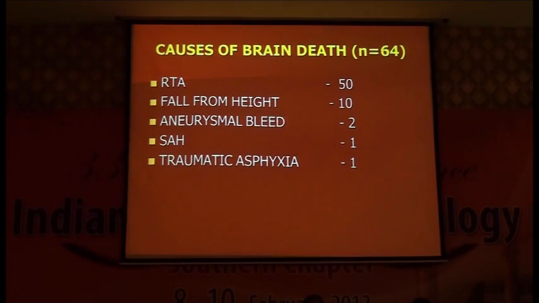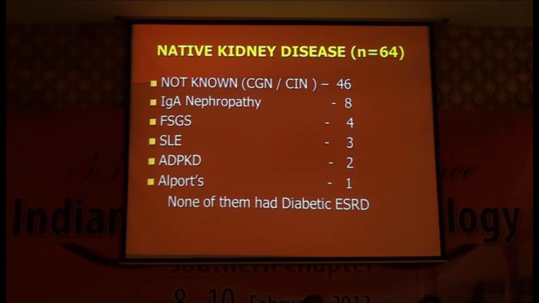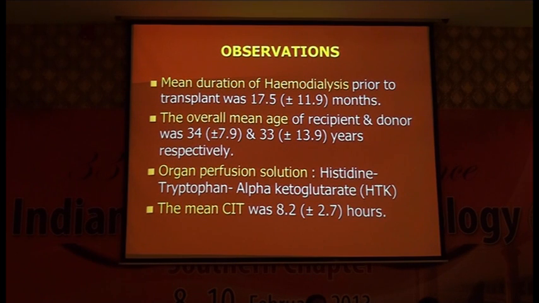Following by the cause of brain death in the donors, road traffic accident led the list, then fall from height, and other causes as mentioned. Following by the native disease noted in our population, it was not known, presumed to be CGN or CAN, IgA nephropathy, FSGS, SLE, and hereditary and others. None of them had diabetic nephropathy.